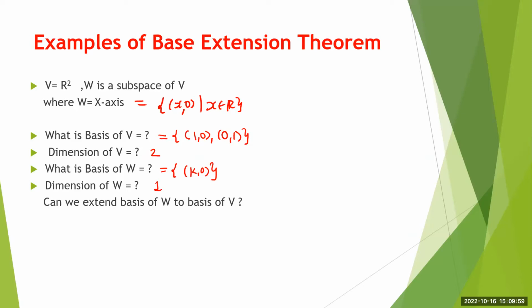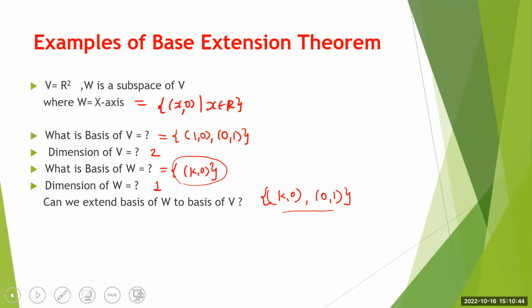So the question arises: can I extend the basis of W to a basis of the vector space V? My basis of W is just this. Can I add some vector of R2 to the set such that the two vectors are linearly independent and span the vector space V, which is R2? The answer is yes, we can extend. If I add (k, 0) with another vector of R2, (0, 1), we can see that these two vectors are linearly independent and span V, which is R2. So we can extend the basis of W to a basis of the vector space V by adding vectors such that they are linearly independent and span V.